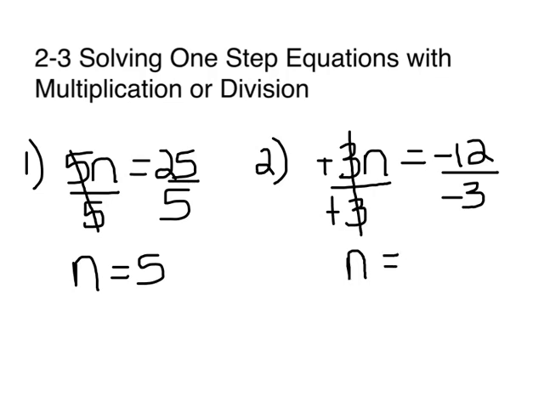On the right side, we have a negative divided by a negative, which crosses off. That's a positive. 12 divided by 3, which is 4.